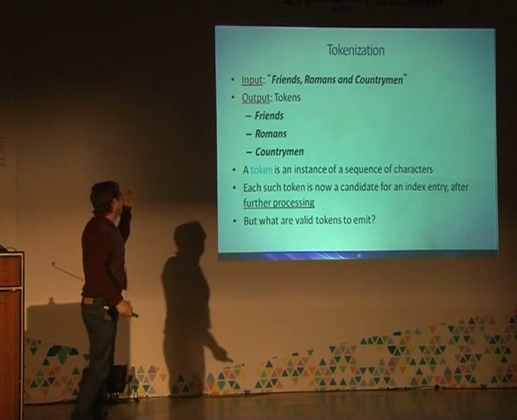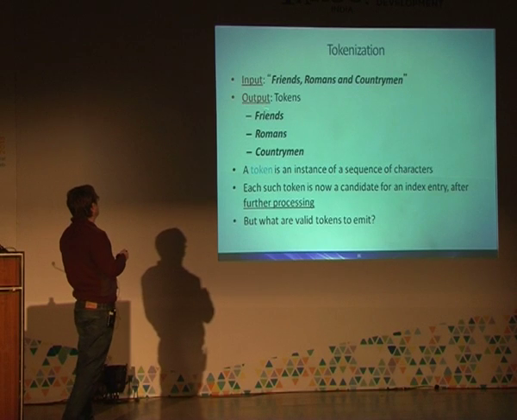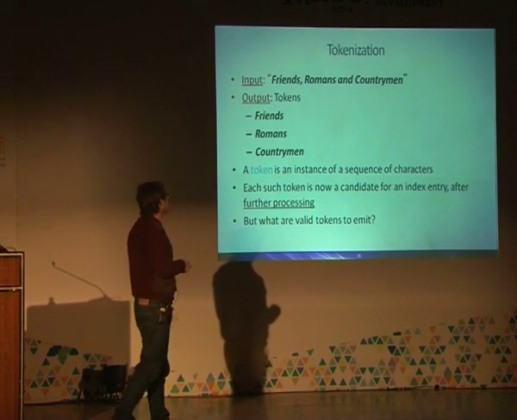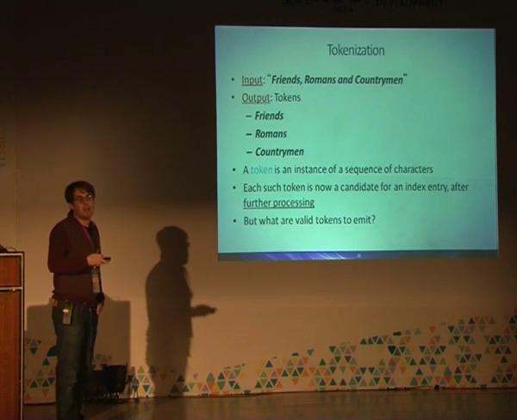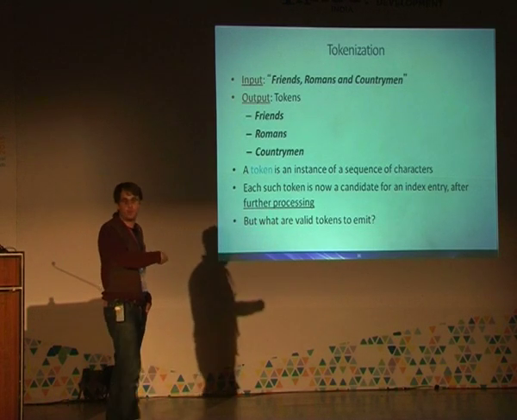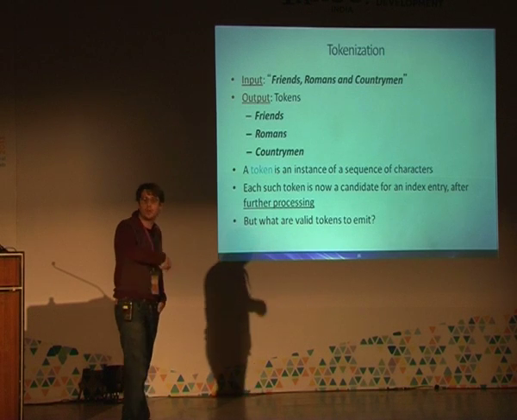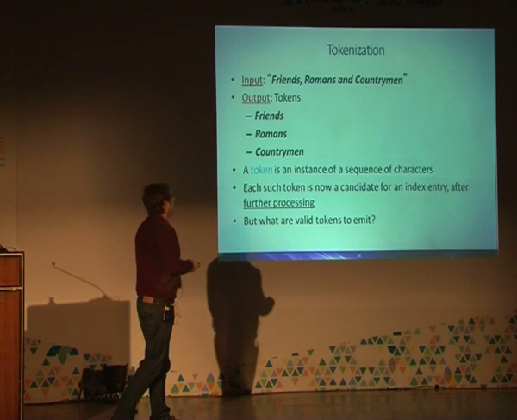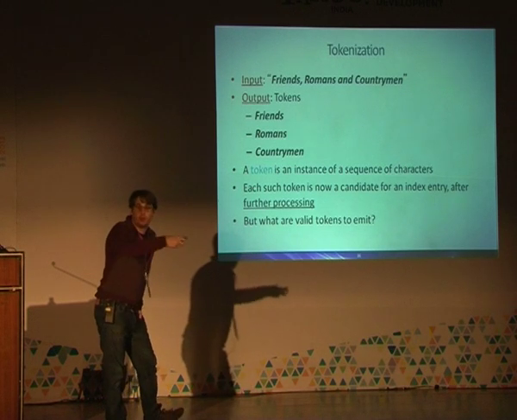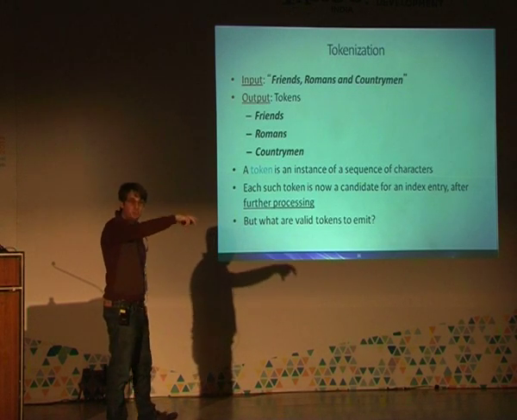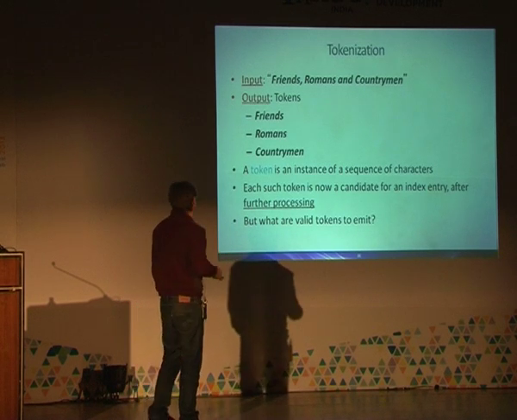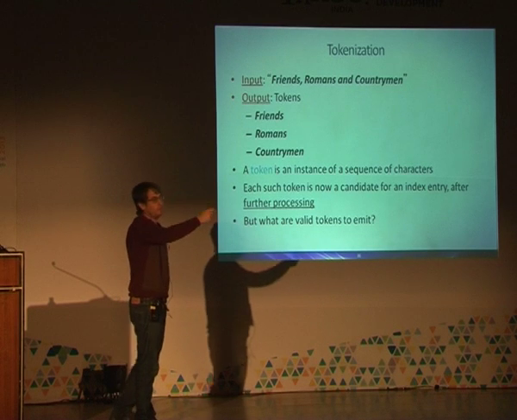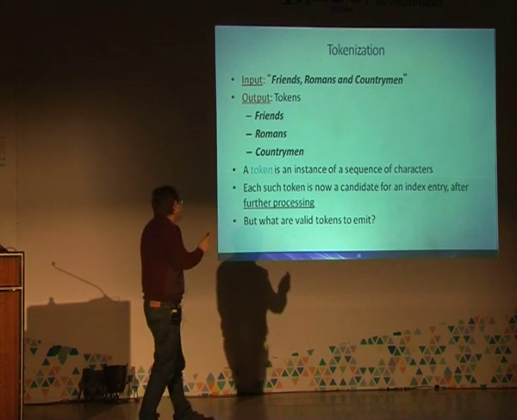So real quick, tokenization. Again, you have this input, friends, comma, romans, and countrymen, and you just output these 3 tokens, which is an instance of a sequence of characters. And I'm assuming you already know how to transform the bytes from a web page into a sequence of characters because you know encoding. So now each one of these is a candidate for putting in your index. It's a candidate for making it into your presentation. But it might be chopped in the pipeline. It might be removed, so you need further processing.